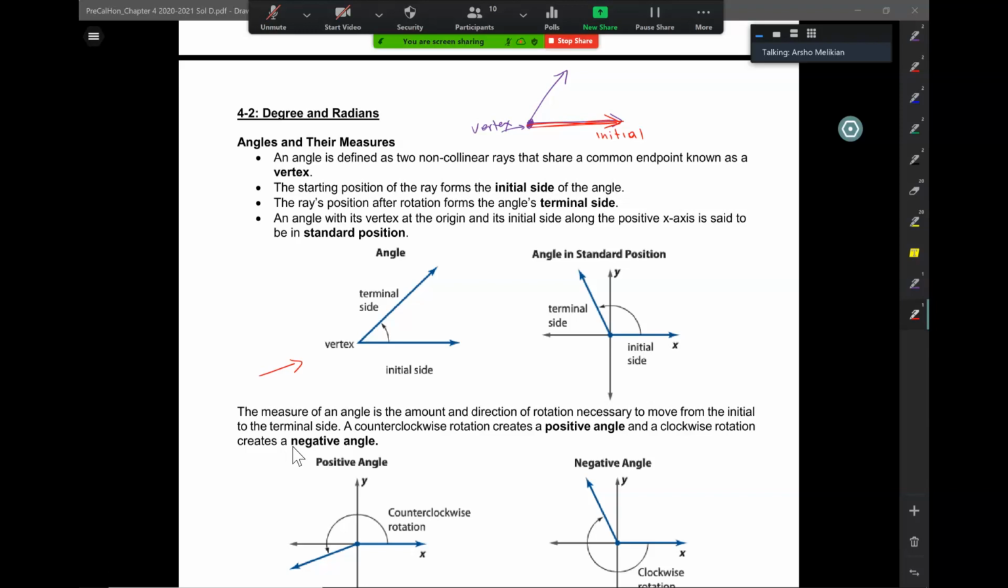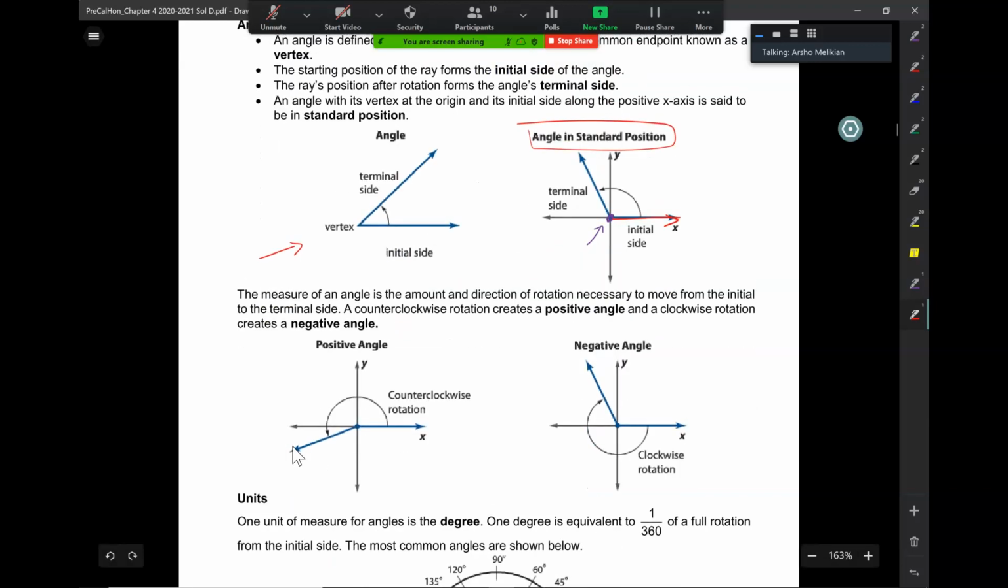However, when you take the angle and put it on top of the coordinate plane and align it so that the vertex is at the origin and the initial side is lying along the x-axis, we say that angle is in standard position, right? So vertex on origin, initial side on x-axis. That's when the angle is in standard position. Once we have the angle in standard position, now we can start to measure it and we can do all sorts of math with it.